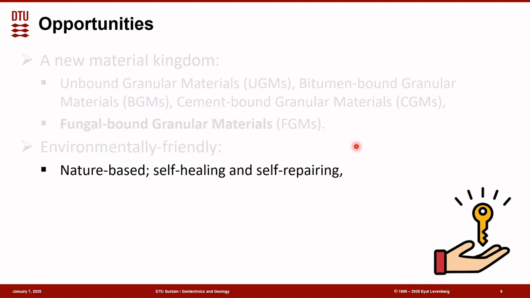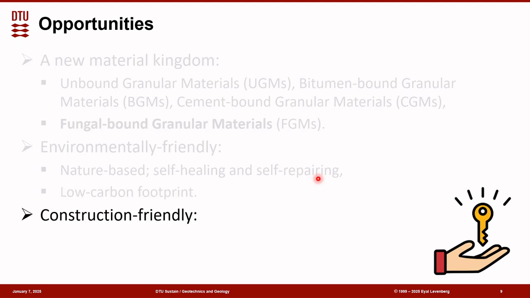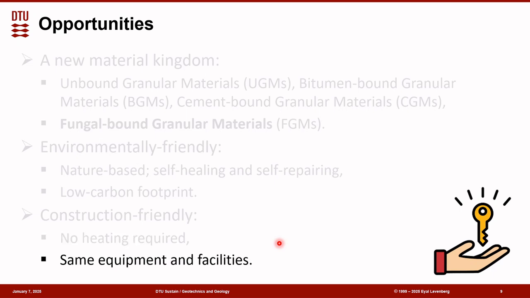The idea is environmentally friendly because, first of all, the mycelium or the fungi are nature-based. They are not manipulated in any way. And they have self-healing capabilities. They are also self-repairing. And the carbon footprint is low because there is no heating needed for the aggregates. And when we look at the construction side, it's also considered construction friendly. Again, no heating is required. So that saves a step. And also we can use the same equipment and facilities as we have today for producing granular materials or asphalt.